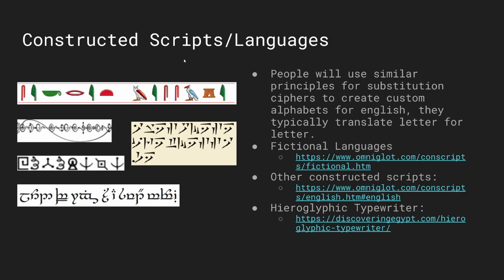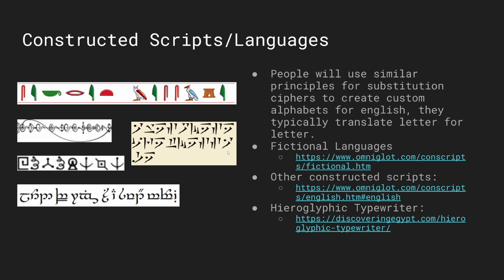There's also constructed scripts and languages that are used as substitution ciphers. People often use similar principles as the Caesar cipher, but instead of shifting the alphabet, we see different symbols representing letters. Depending on which language you're decoding to, these ones all decode to English. You can have fictional languages, constructed scripts, or hieroglyphs to represent messages. I think the text at the bottom is from Lord of the Rings. On the right here, we have the Skyrim dragon tongue. I think to the left of the Skyrim stuff is some Vulcan, and up top are some Egyptian hieroglyphs.